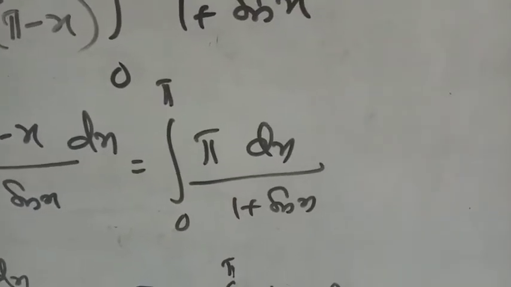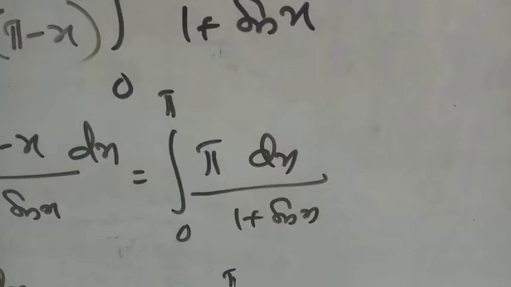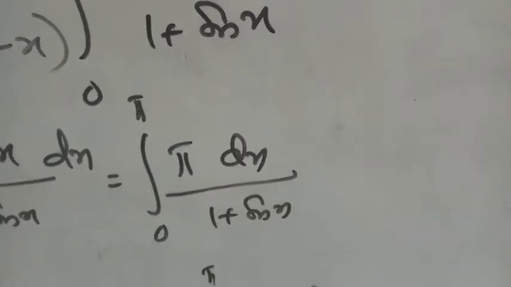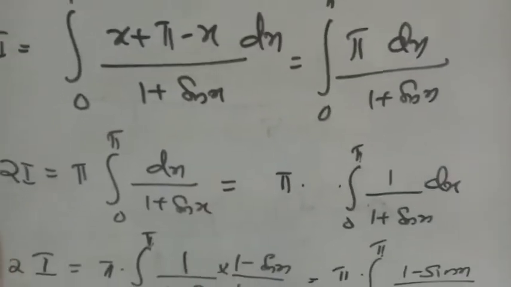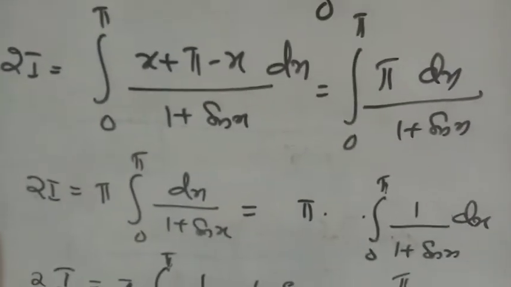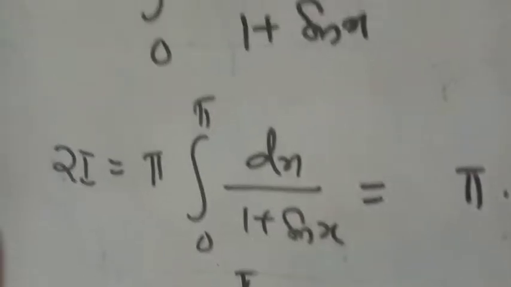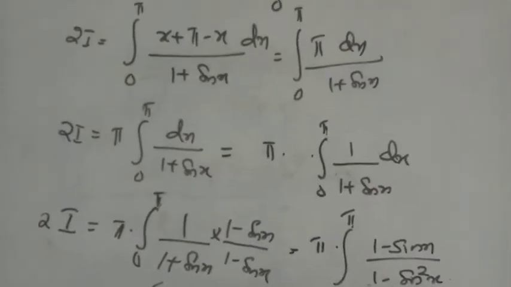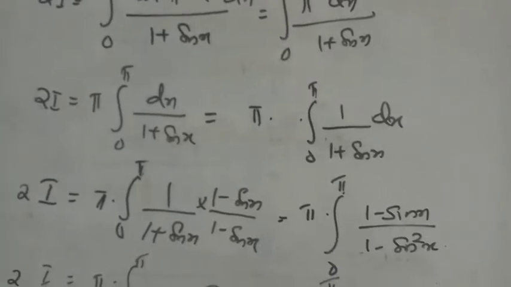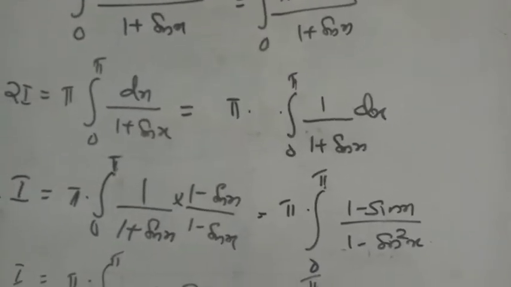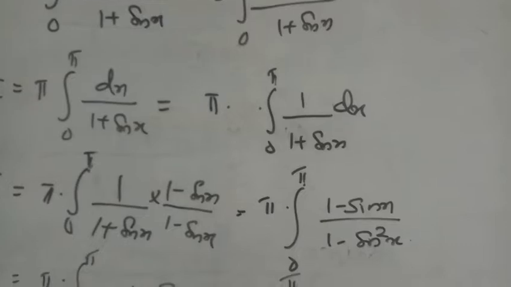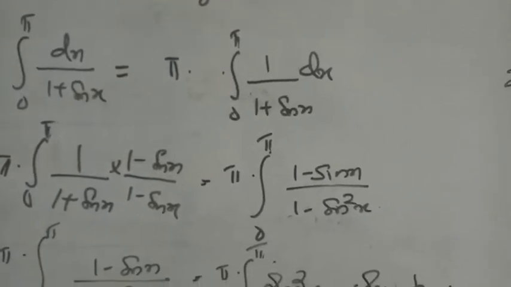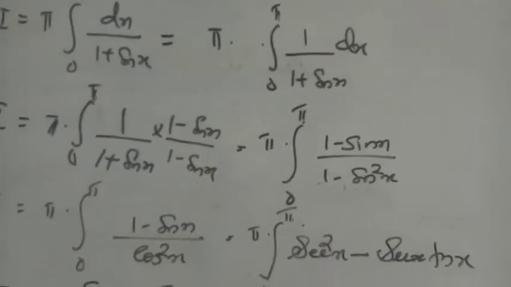And I think you remember the concept for solving that function, 1 by 1 plus sin x. What is that? Anybody remember that? For that, we multiply the numerator and denominator by 1 minus sin x. So 2I is equal to pi into the integral of 1 by 1 plus sin x into 1 minus sin x by 1 minus sin x. The numerator will be 1 minus sin x and the denominator will be 1 minus sin square x, and that is cos square x.